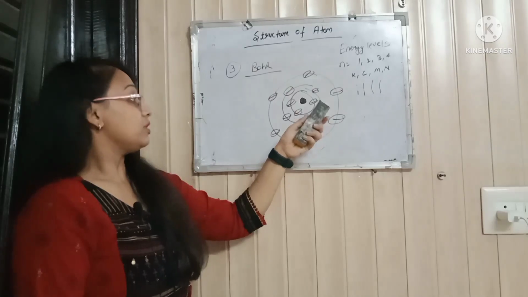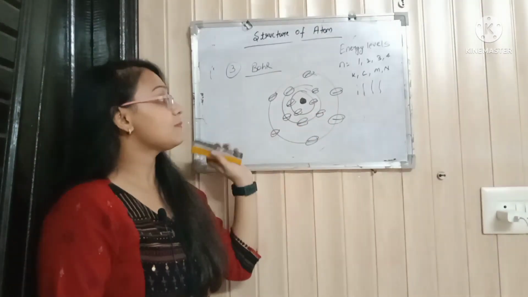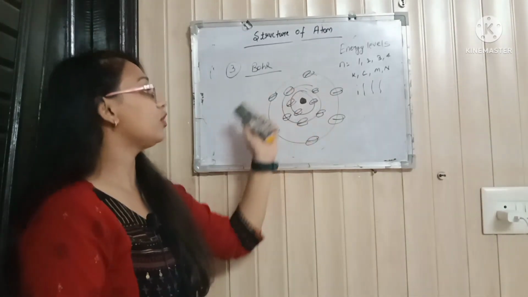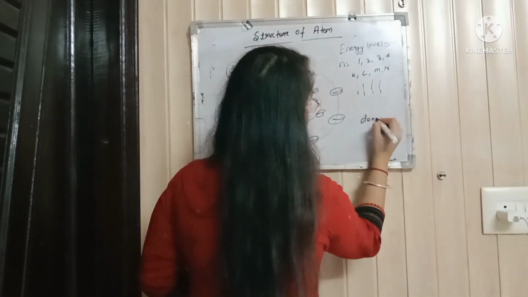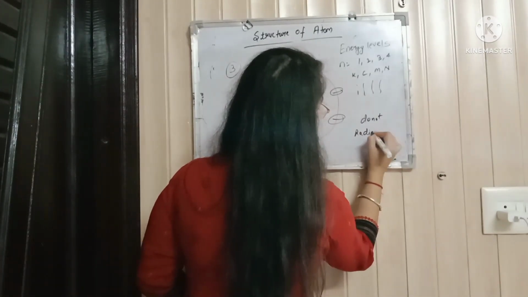So electrons revolve around the nucleus in some special orbits, and while revolving in these orbits, electrons do not radiate energy.